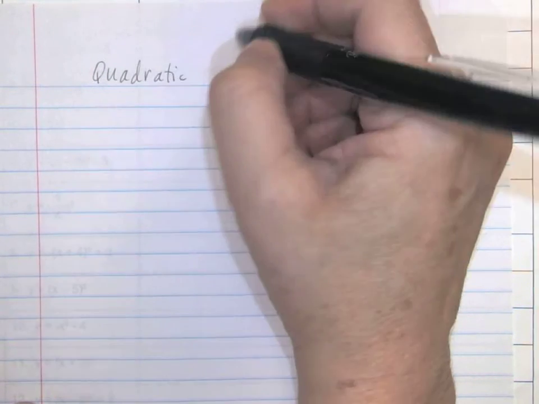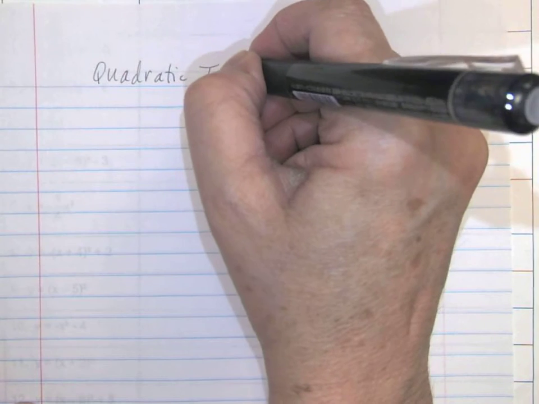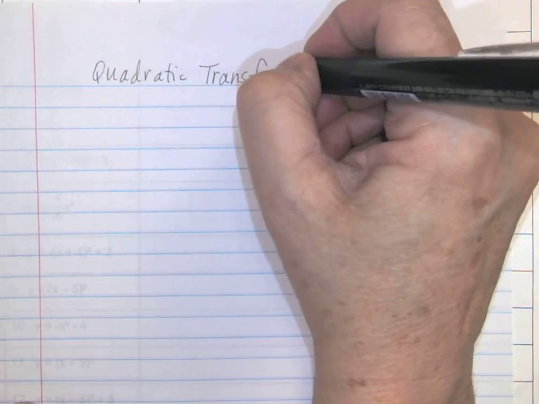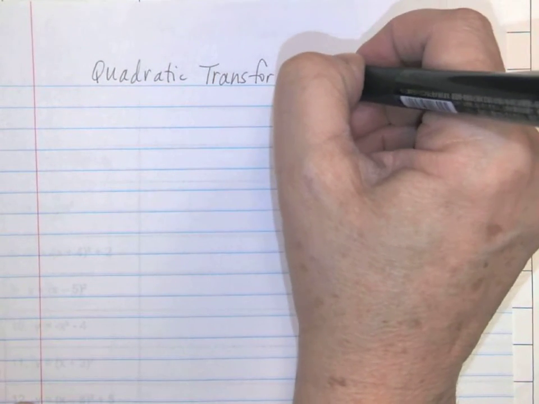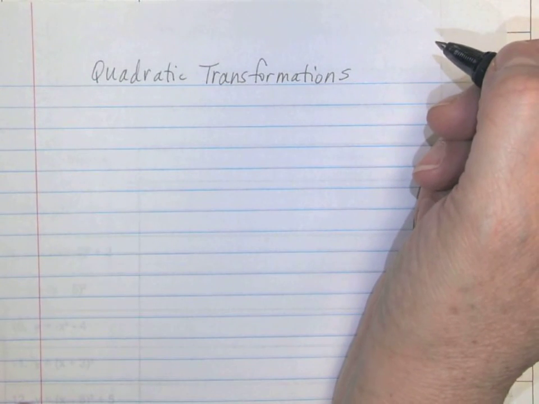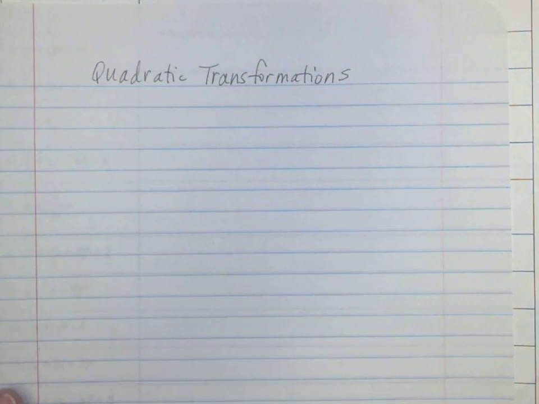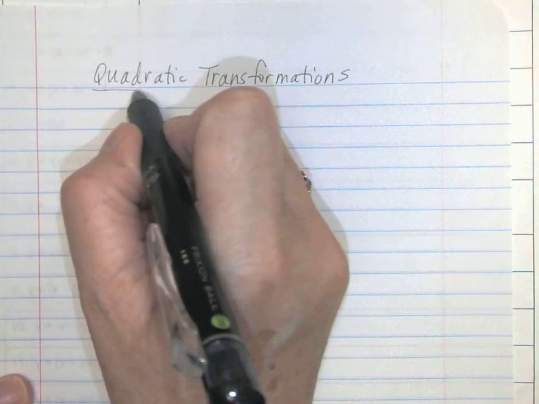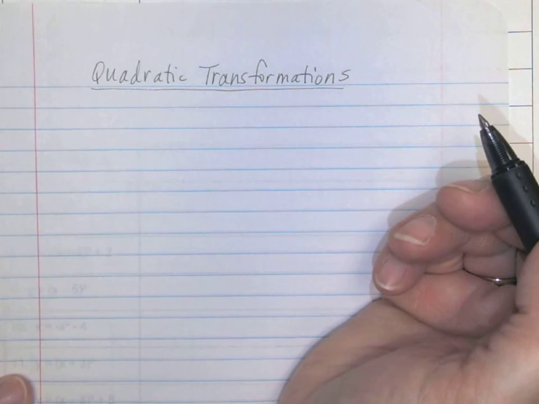We've done a little bit of exploring how changes to a quadratic equation affect the graph. We call these transformations. You probably learned them in 5th grade, when you did reflections, translations, rotations, that kind of thing. Dilations you do a lot next year in geometry. So let's look at quadratic transformations.